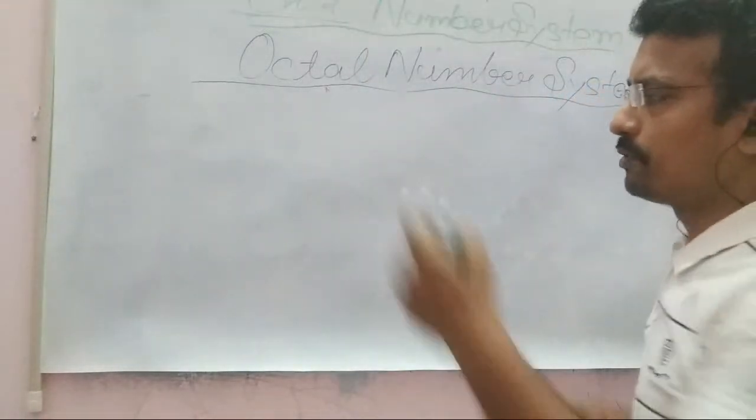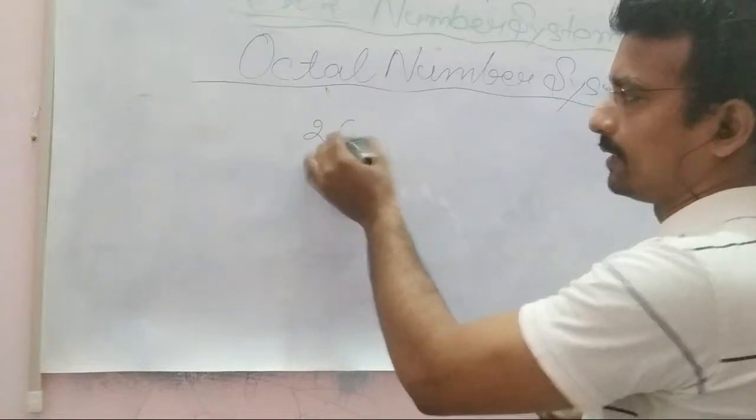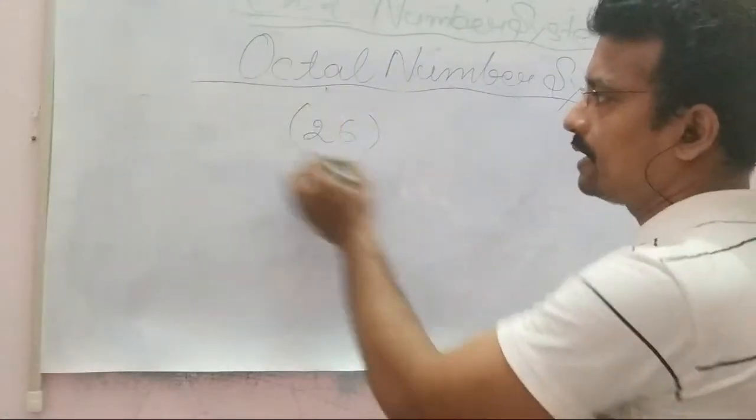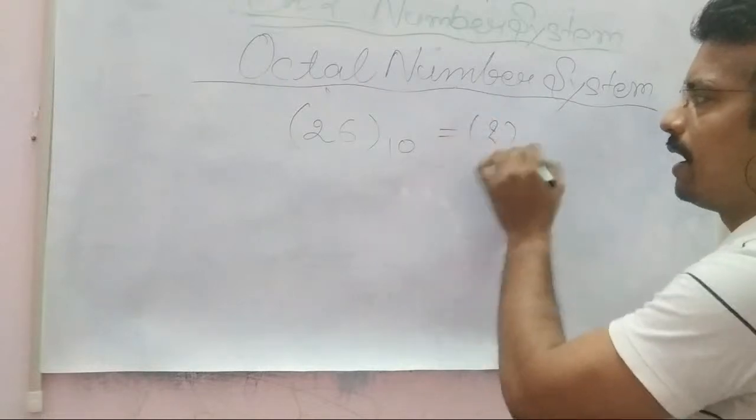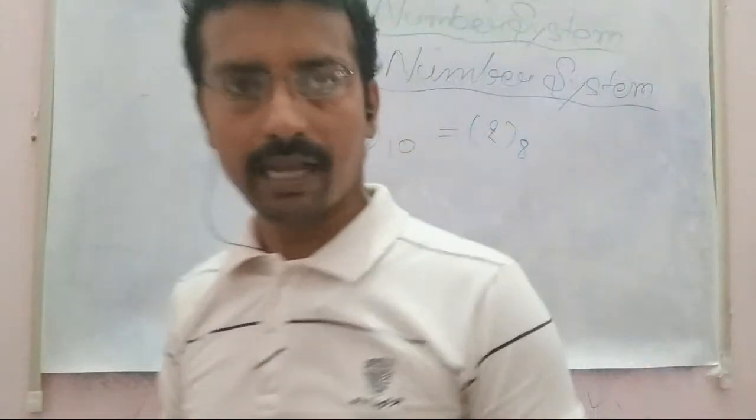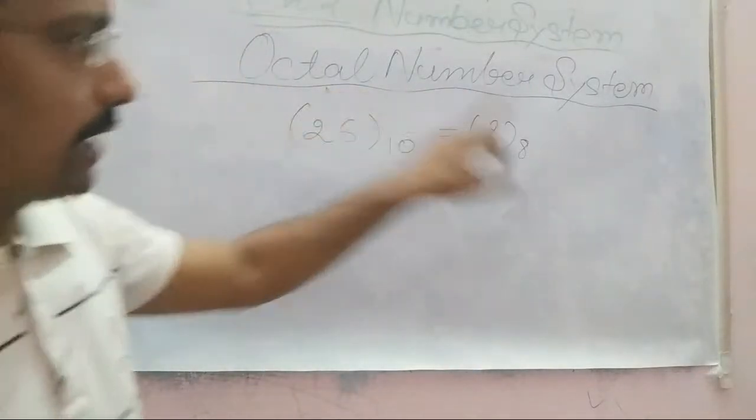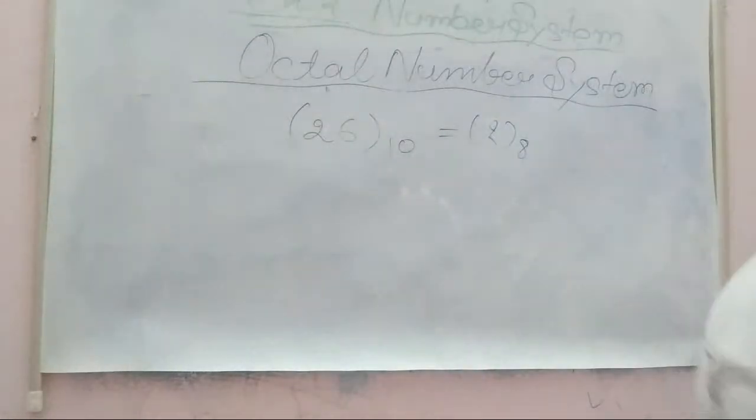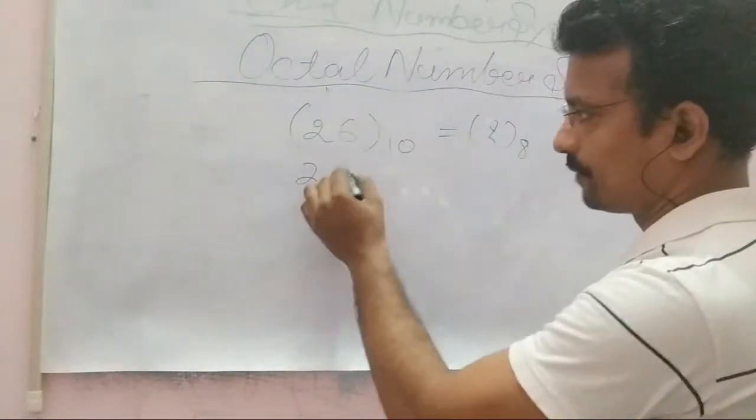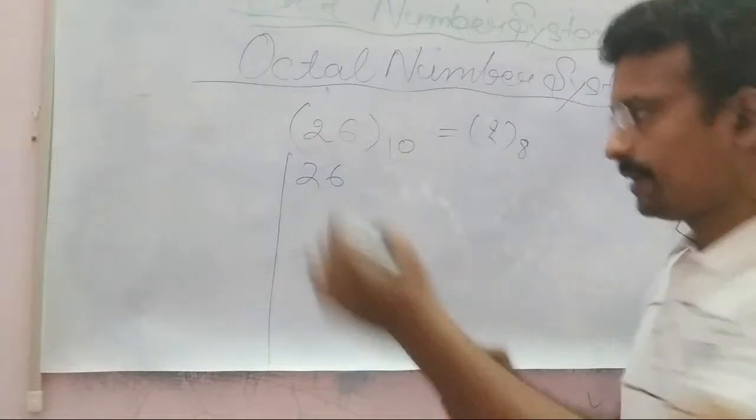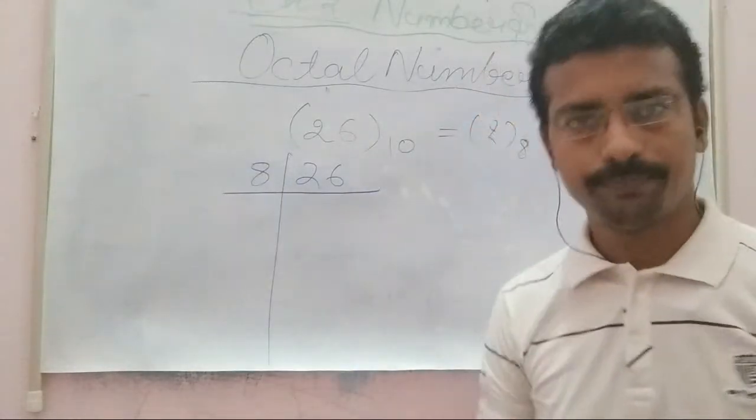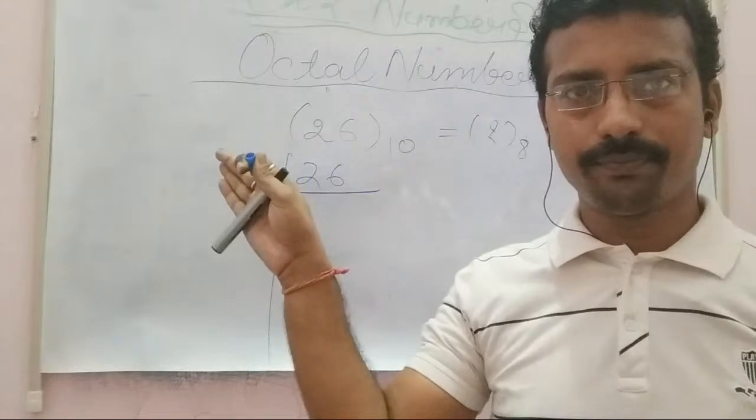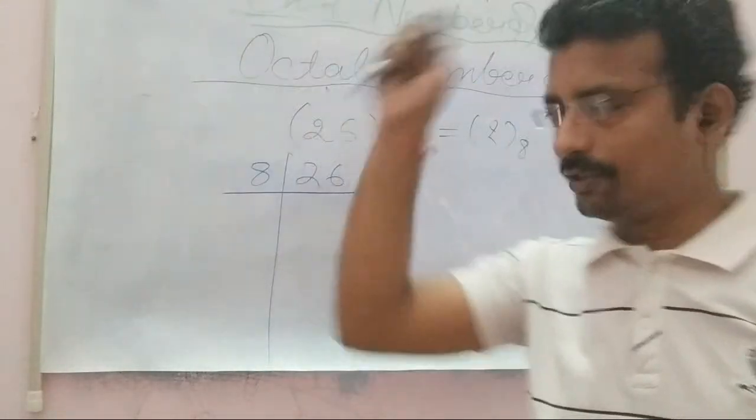Again, the LCM format will come. Suppose I take a number as 26, a very simple, very small decimal number, and I have to calculate it in octal form. Clear? I have to convert it into the base 8 format. So what is the procedure? You take this number in the LCM format, then write 8 here, and keep dividing by only 8, following the same procedure as we did in the binary conversion.